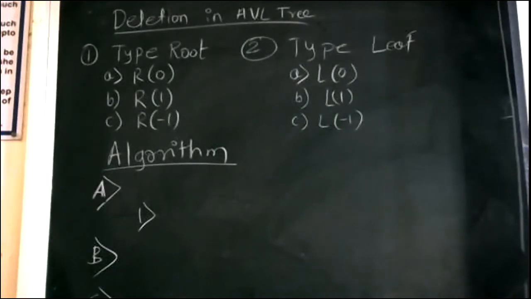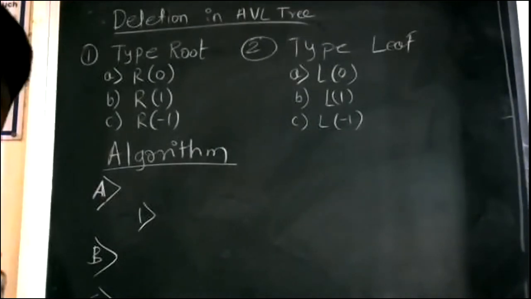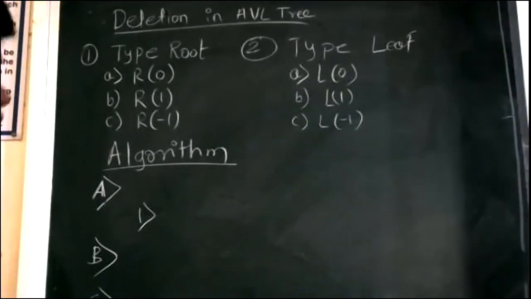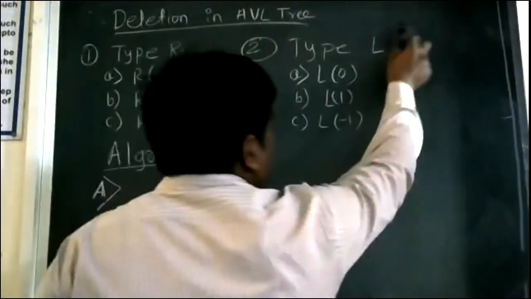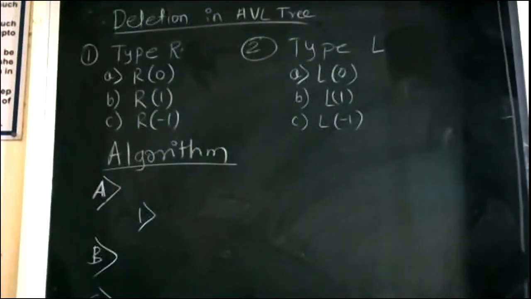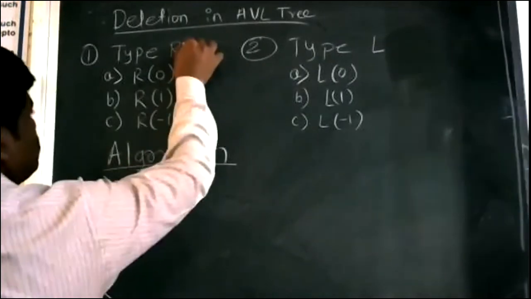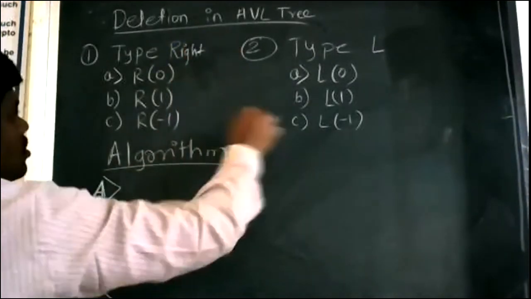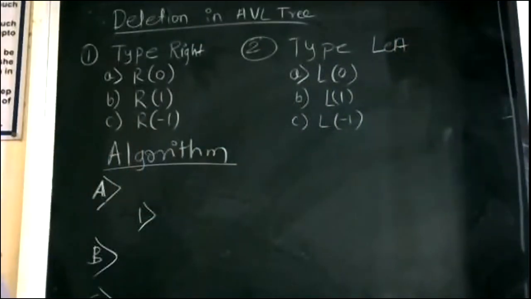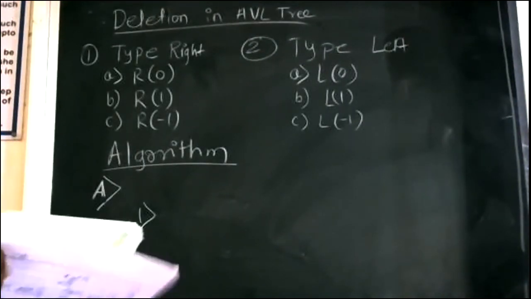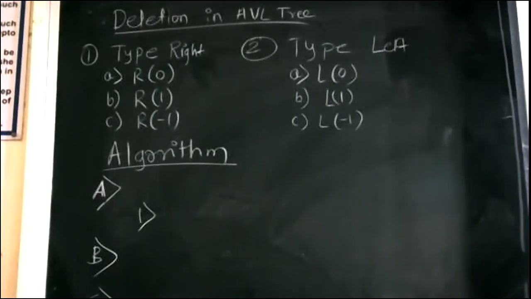Actually, here type R and type L. So actually, this is not root and leaf, I think. So all of you do the correction here. Actually, this is right and this is left. Actually, this is left and right. Now we'll see the types, right?